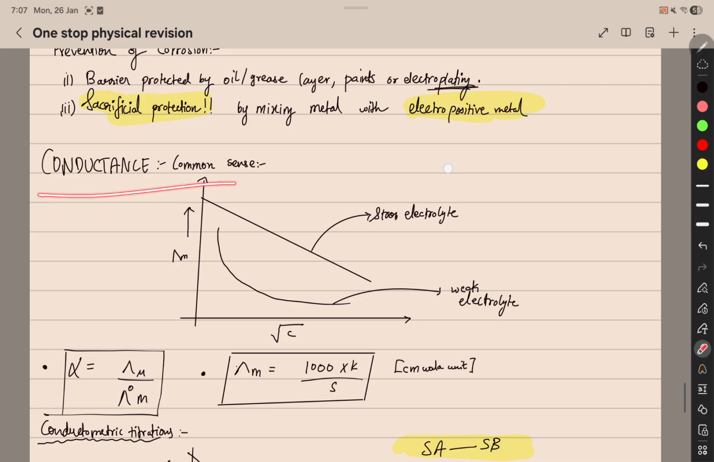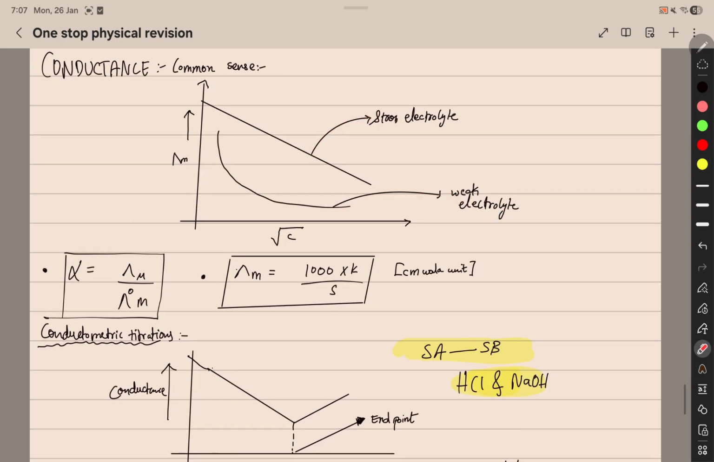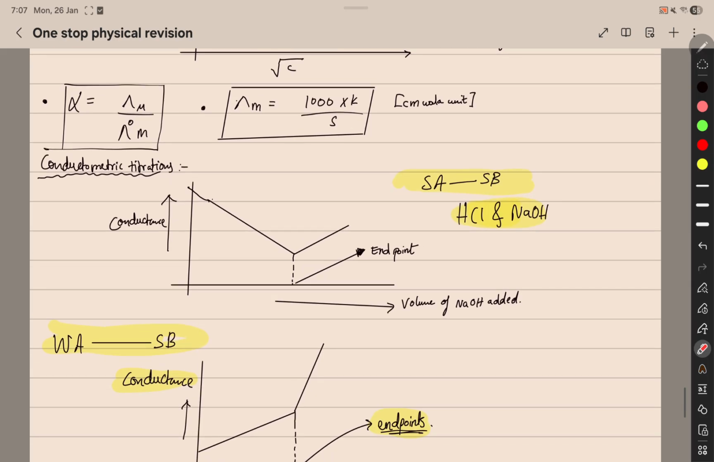Then you have conductance, which is also another common sense topic. There is nothing to discuss in this. We have weak electrolyte, strong electrolyte, and the graph, which is also explained in NCERT. I'm pretty sure you guys will know it. Then you have alpha equals delta m by delta naught m, and delta m is equal to 1000 k by s, and this is in centimeter units. Remember, whatever unit they give in the question, that unit is in centimeter.